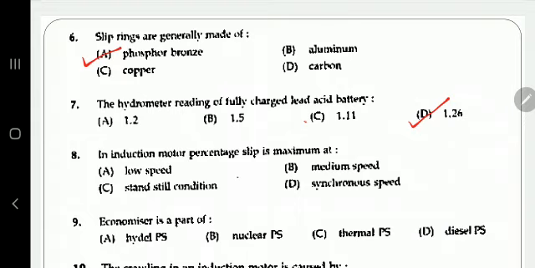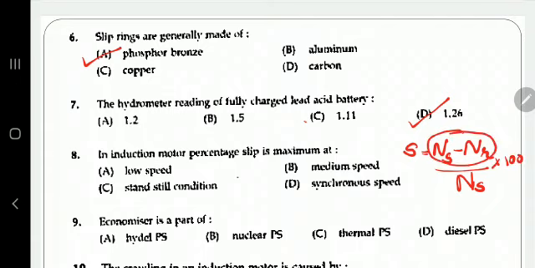In induction motor, percentage slip is maximum at. We know that the relation for slip is S equals (Ns minus Nr) divided by Ns into 100, if we are mentioning the percentage slip. So, this will be maximum if this value is maximum. That means the difference between the synchronous speed and the rotor speed is maximum. And this occurs when the rotor speed is 0, or we can say it is at the standstill condition. The answer for question number 8 is option C, standstill condition. Let's move on to the next question, question number 9.